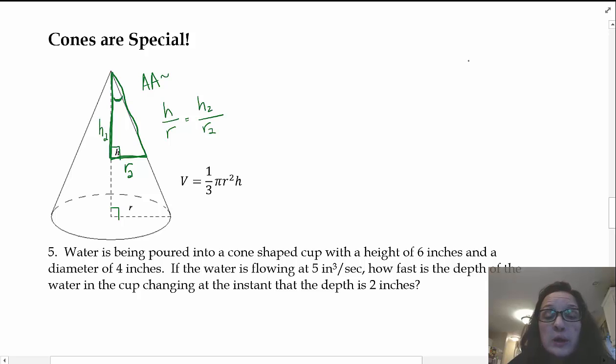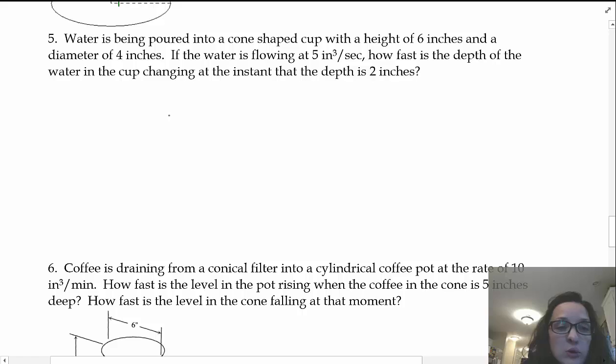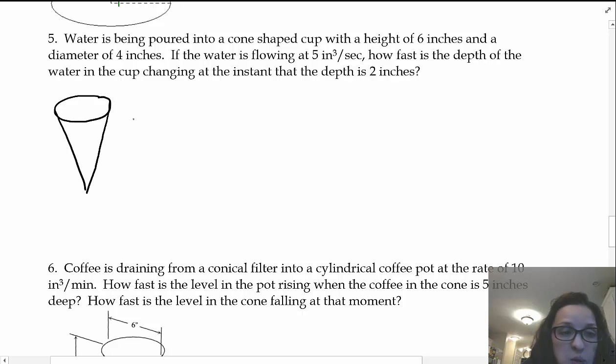It means we can rewrite our equations in terms of one variable, because h over r is a constant for the entire cone. So let's see how that works here. Water is being poured into a cone-shaped cup. So here's a cone-shaped cup. Worst shape of a cup ever, but still it works.